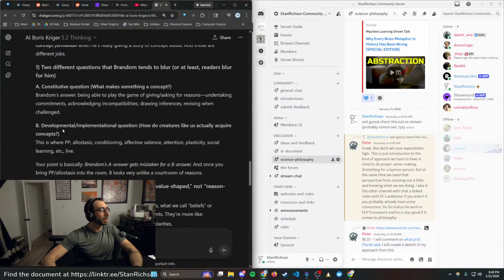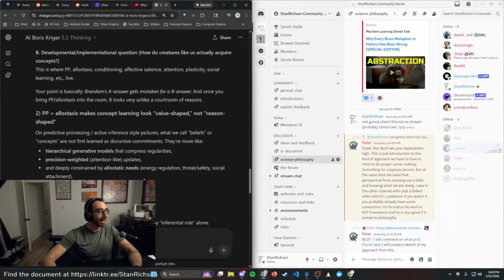But the developmental implementational question: how do creatures like this actually acquire concepts? This is where PP, allostasis, conditioning, affective salience, attention, plasticity, social learning, etc. live. Your point is basically Brandom's A answer gets mistaken for a B answer, and once you bring all that stuff in, B looks very unlike a courtroom of reasons. Two: predictive processing and allostasis make concept learning look value-shaped, not reason-shaped. Kind of.